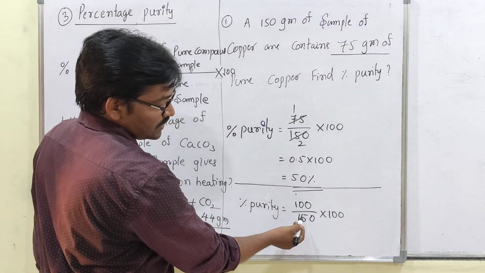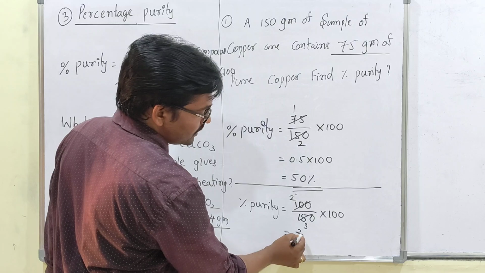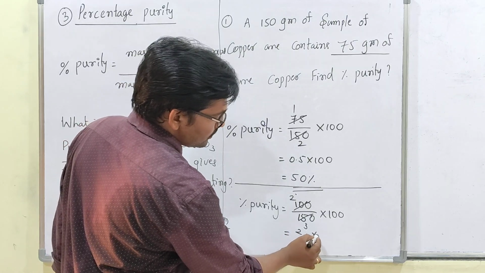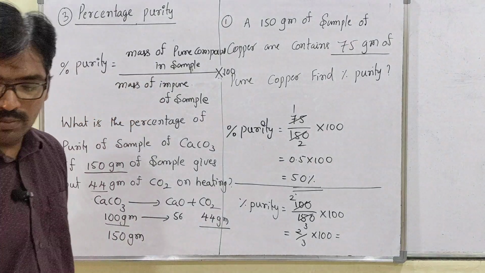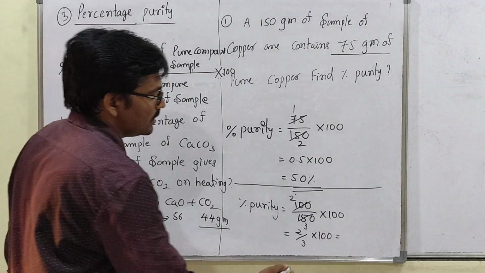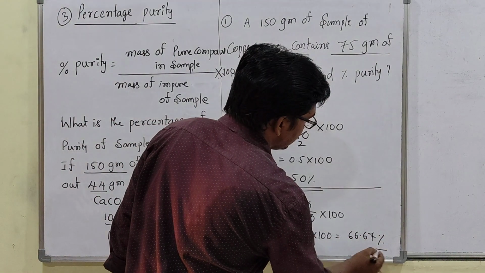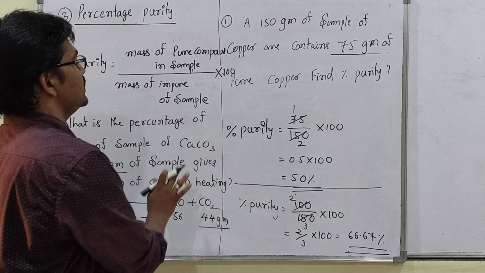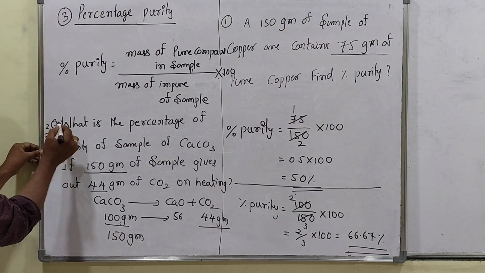So this will go 2 times of 50, then 3 times of 50. 2 by 3 into 100, how much can you get? 2 by 3 into 100 is 66.67%. So this is the answer for the percentage of purity of this compound. This is the second question. Even this question also, note it, all of you.